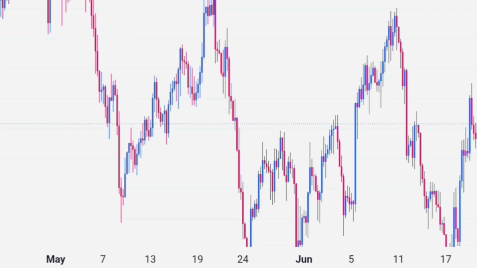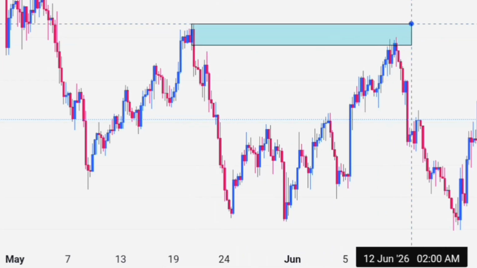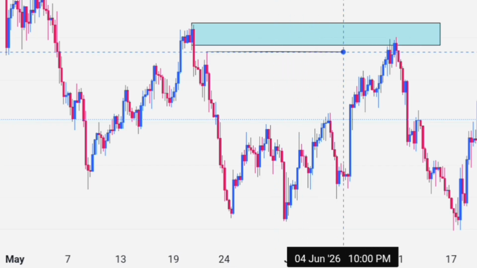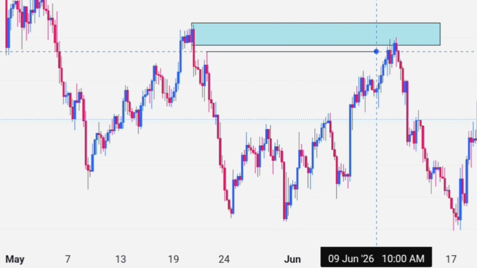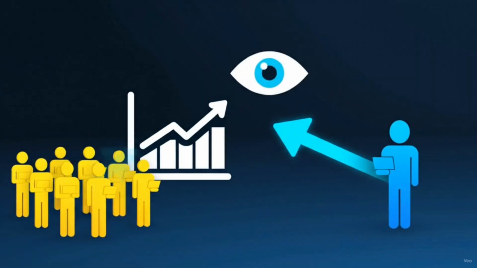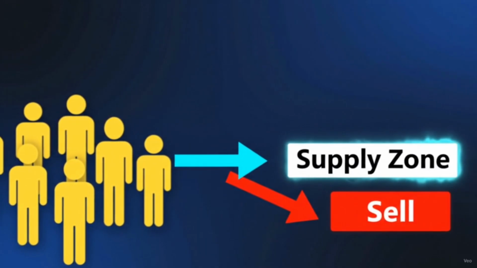Take CAD CHF. At this point on the chart, we have a fresh supply zone. Notice that the price has not mitigated this zone yet. Now look at the high sitting just below it. It is obvious, right? Almost every trader looking at that chart can see it. And whenever something becomes obvious to the majority of traders, I start paying attention, because obvious highs and lows often attract liquidity.